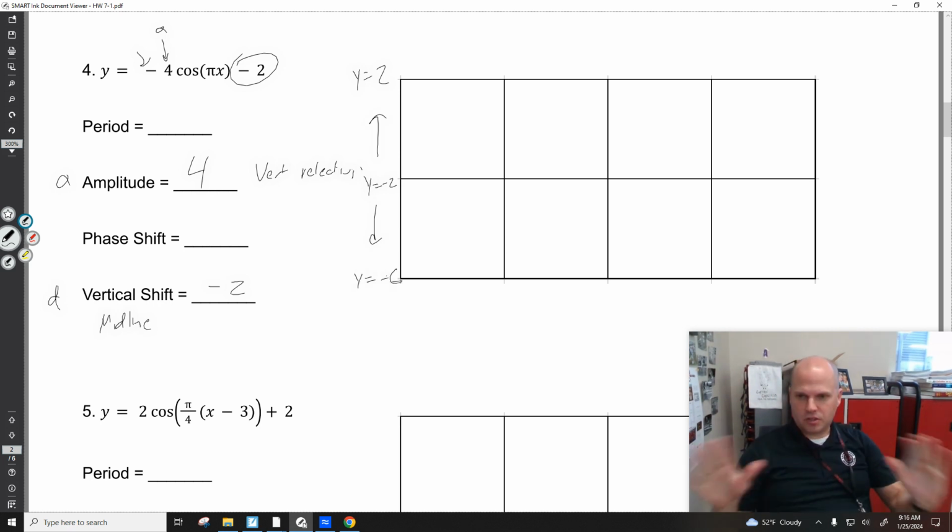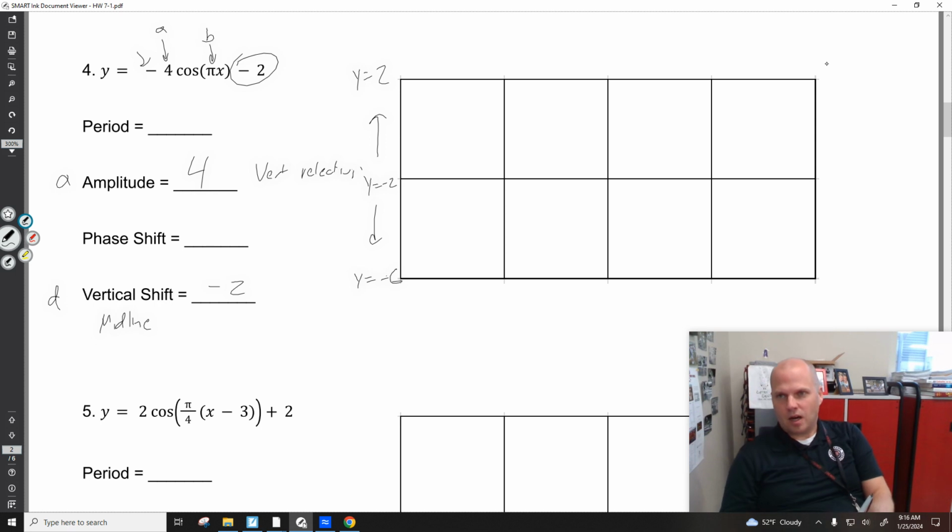Okay, done with my y's. Now let's talk about my x's. Well, I have this pi here. This is our b. Now again, our period starts with 2 pi as a normal graph. Our normal sine x and cosine x graph is a 2 pi period.